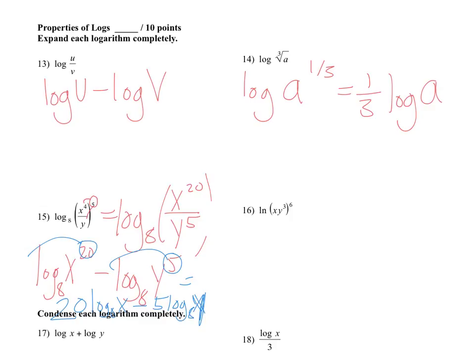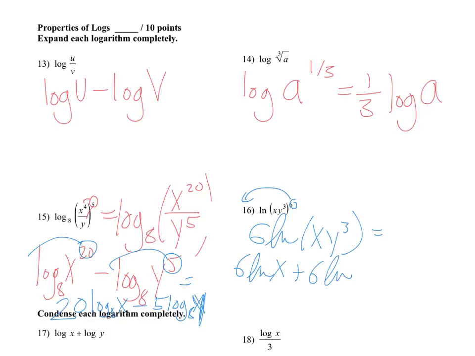For 16, we've got the natural log of (xy³)⁶. I could do this the same way I just did 15, but instead I'm going to bring that 6 down first just to see what that would look like. So we get 6 ln of xy³, which I can break up with addition and get 6 ln x plus 6 ln of y³, and finally bring that power down front. 6 ln x, 6 times 3 is 18, 18 ln y, and I'm done.